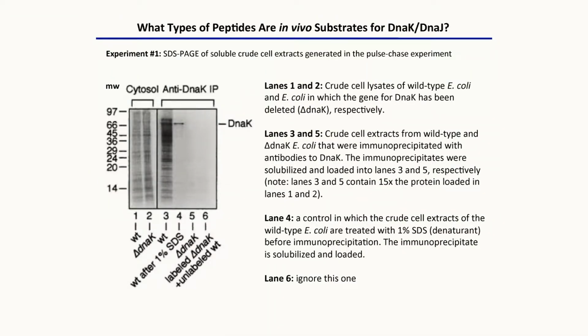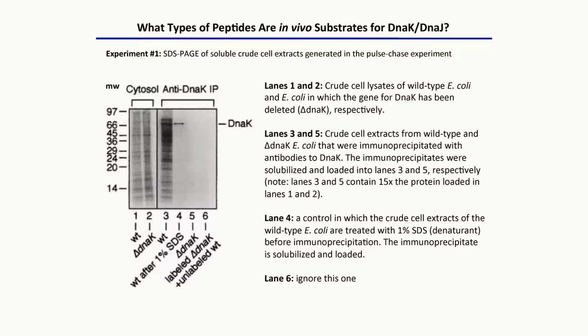Okay, so this is their experiment number 1. What they did was look at the soluble crude cell extracts that were generated in this pulse chase experiment. And what do we see in terms of how the data is presented? We have 2 lanes on the left, 1 and 2, that are basically total cytoplasmic proteins, and then lanes 3 through 6 on the right are for samples immunoprecipitated with this anti-DnaK antibody.